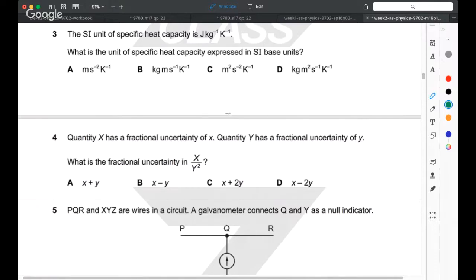So here what you have to do is convert each one into their base units, into their SI units. Both of them are SI units, but the only thing you have to convert is J. So what is the value of J?